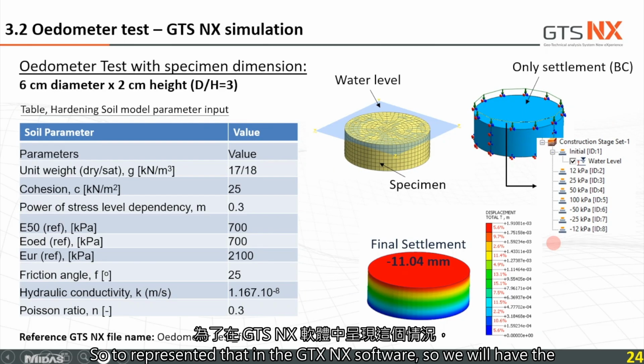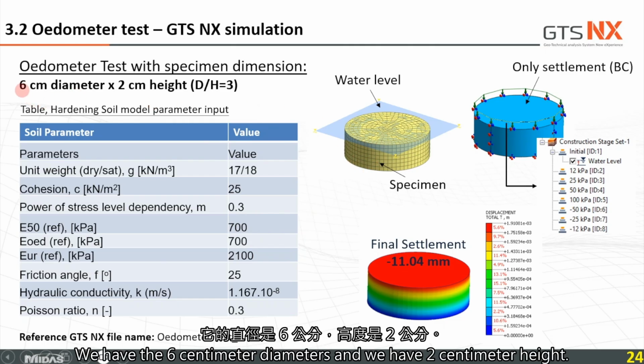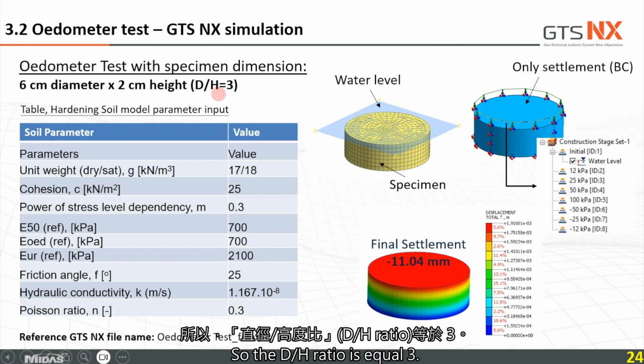So to represent that in the GTS NX software, we will consider the dimension. So this is the specimen. We have the 6 centimeter diameter and we have 2 centimeter height. So the D per H ratio is equal to 3.